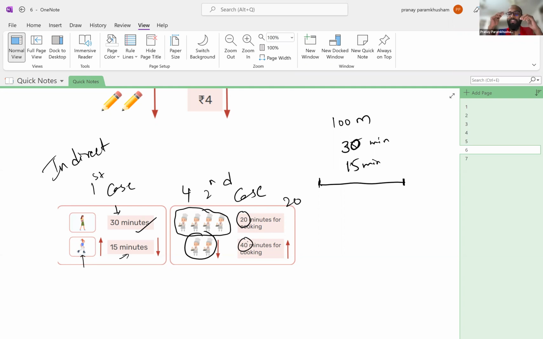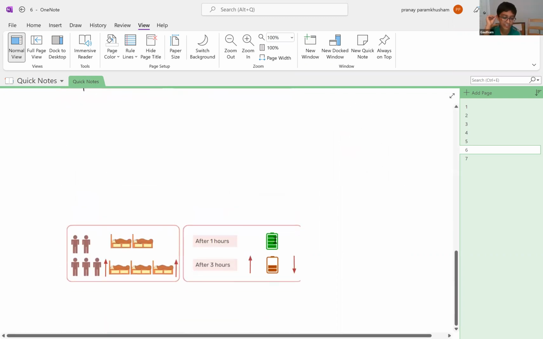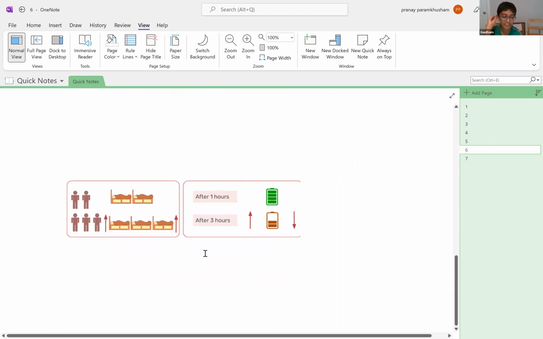In direct proportion, it was very proper. It was very clean that when something is increasing, the other part is also increasing. But in this case, let's say the number of chefs is increasing. What happens is the time decreases. With fewer chefs, the time increases. But with more chefs, it decreases.